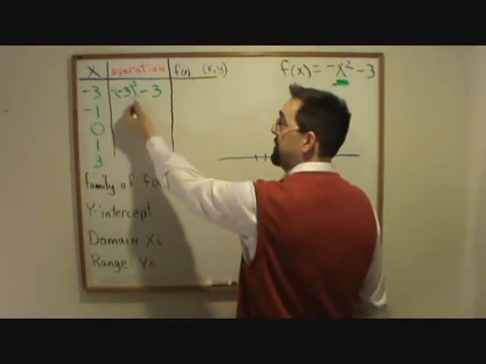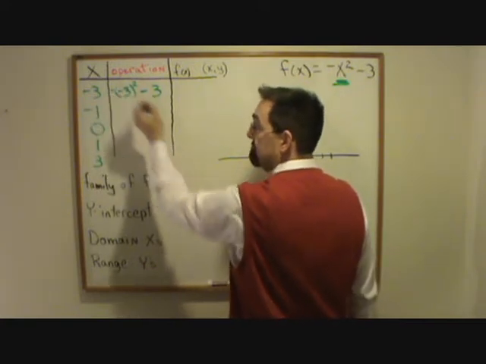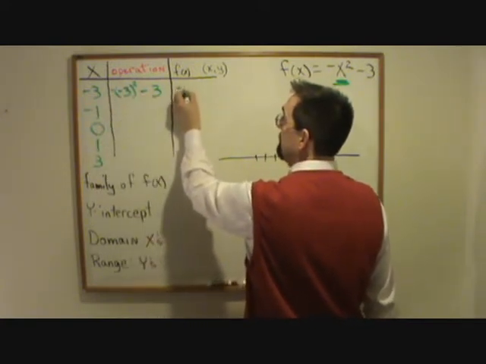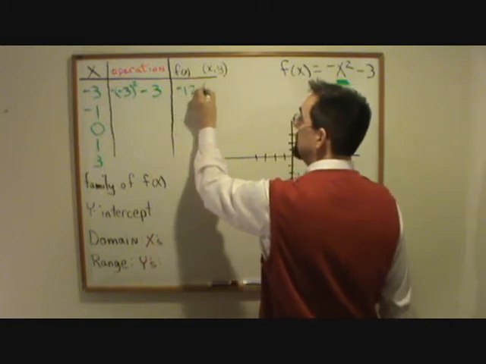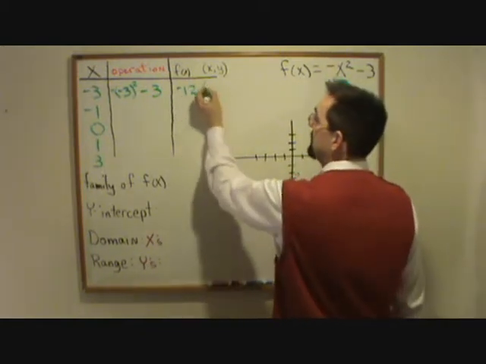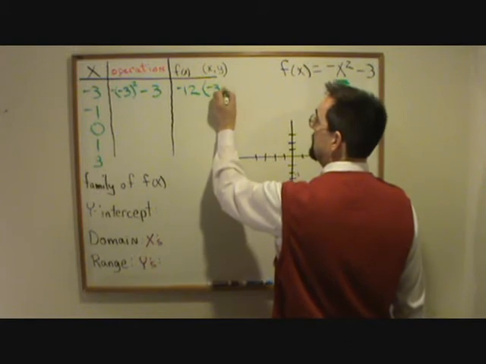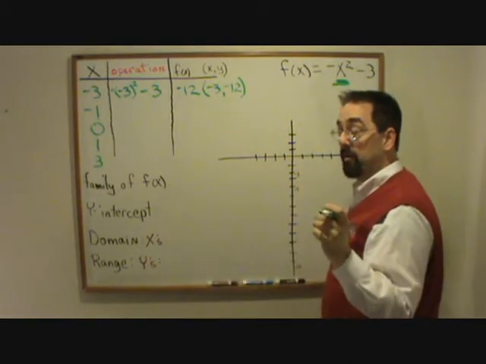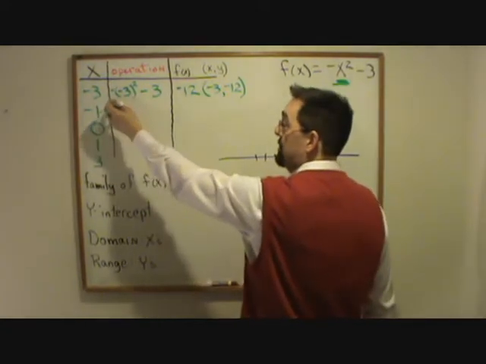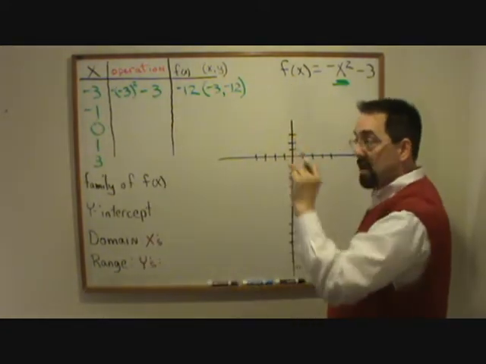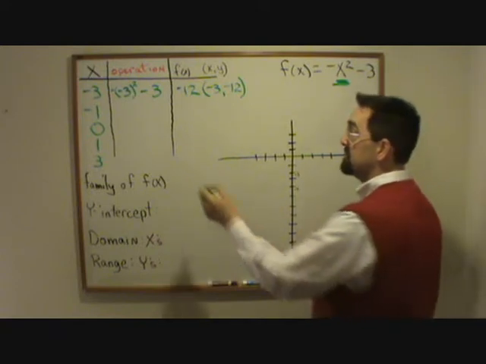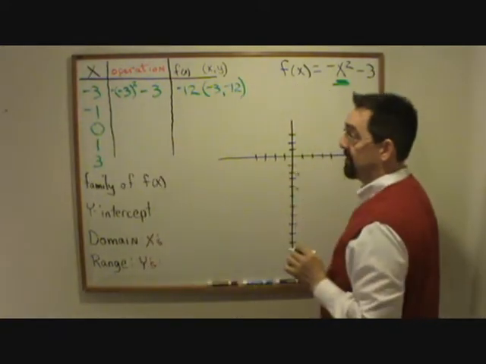-3 times -3 is 9, and it's a minus. So it's -9 minus 3 gives us a -12. So our first coordinate point is going to be -3, -12. Now remember, you have a calculator. If that's confusing to you, either write it all out or type it into your calculator using the brackets, the parentheses, so that we make sure we get all our minus signs correct.